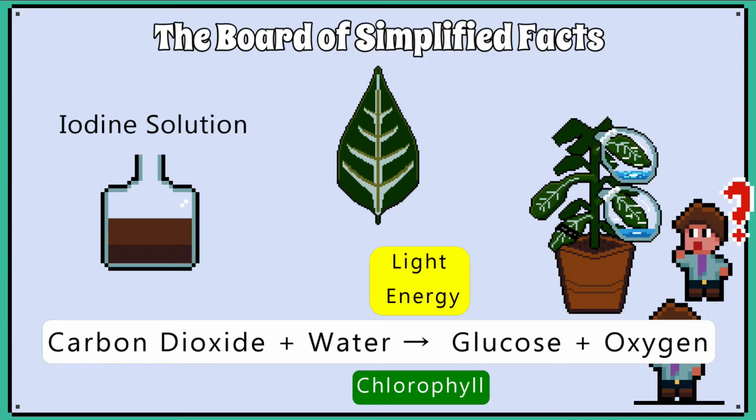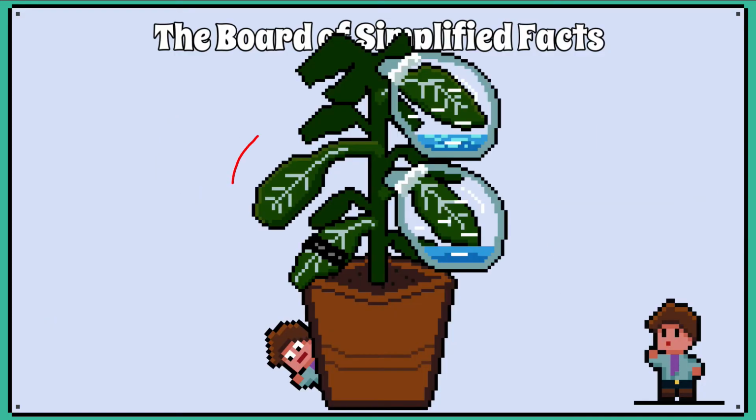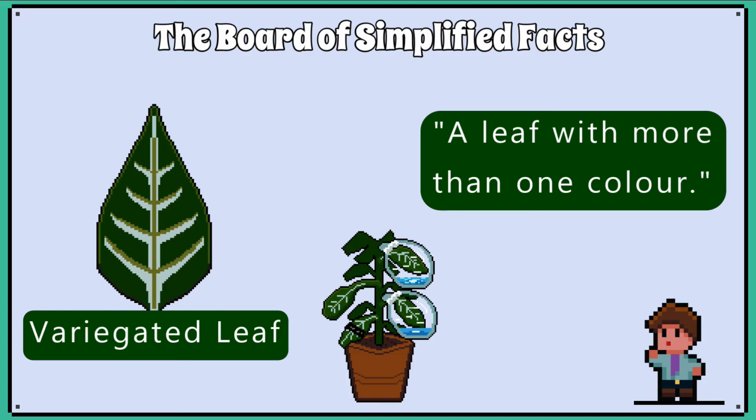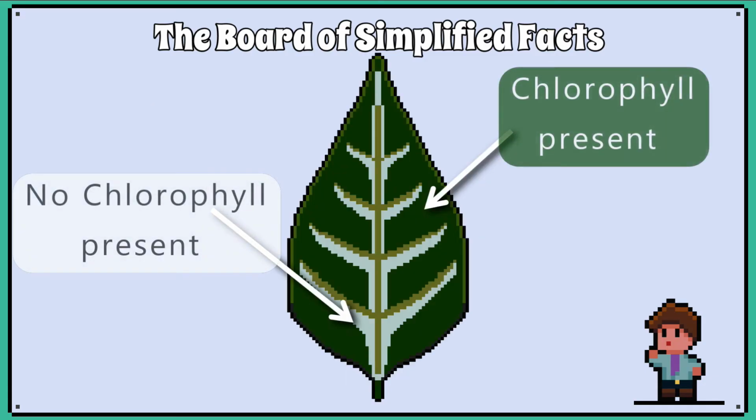We can now investigate what happens if a leaf is exposed to different conditions and how that might affect photosynthesis and therefore starch production. Here is a plant that has had many of its leaves exposed to different conditions. It is important to note that this plant has variegated leaves, meaning the leaves have more than one colour. In this case, green and white. It is important that you realise that the white parts of the leaf on this plant do not contain chlorophyll. This will be really important later on.